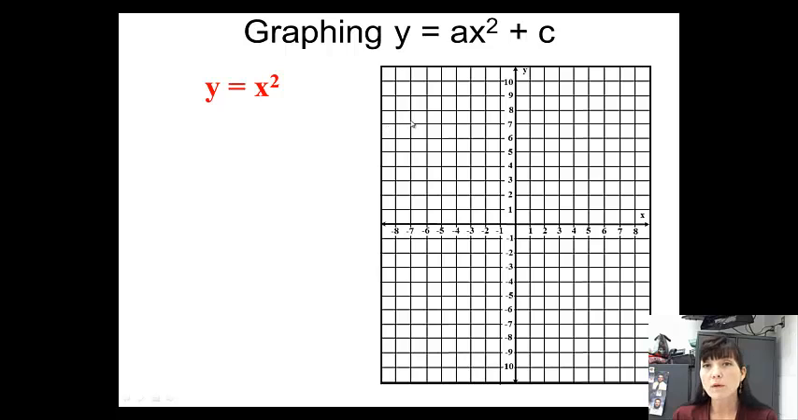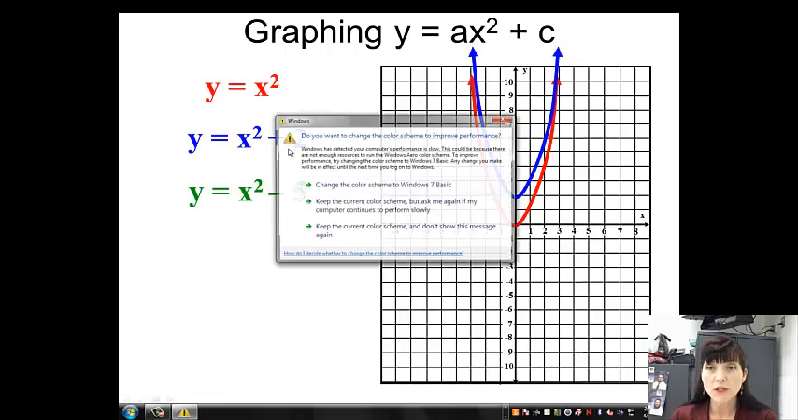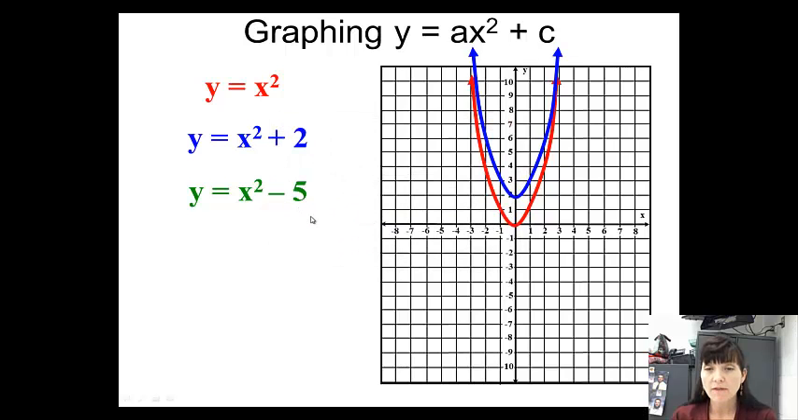Okay, graphing y equals ax squared plus c. So we're adding our c value. y equals x squared looks like that. y equals x squared plus 2. What do you think that's going to do to our parabola? It's going to move it up 2 spaces. y equals x squared minus 5. Well, if plus 2 moved it up 2 spaces, then what do you think negative 5 is going to do? Good job. It's going to move it down 5 spots.